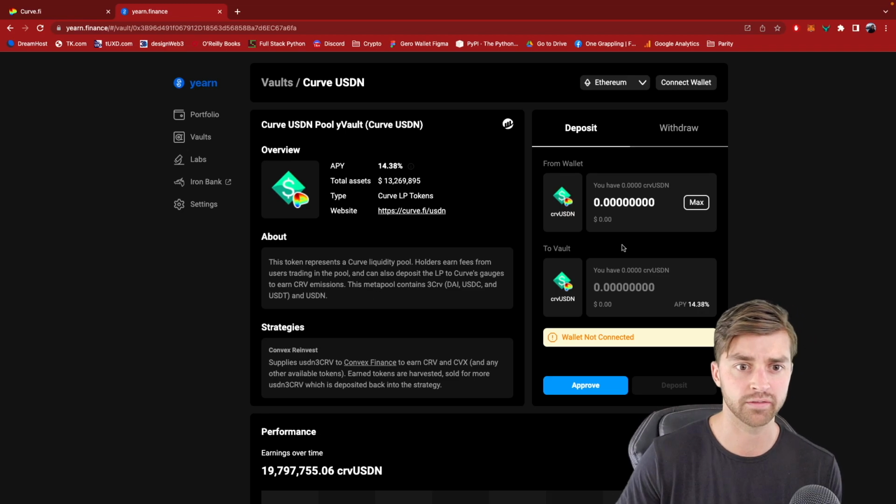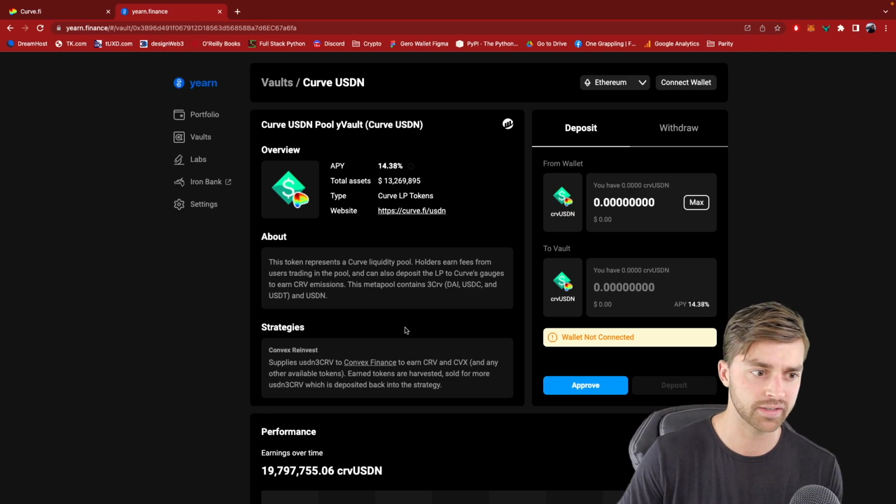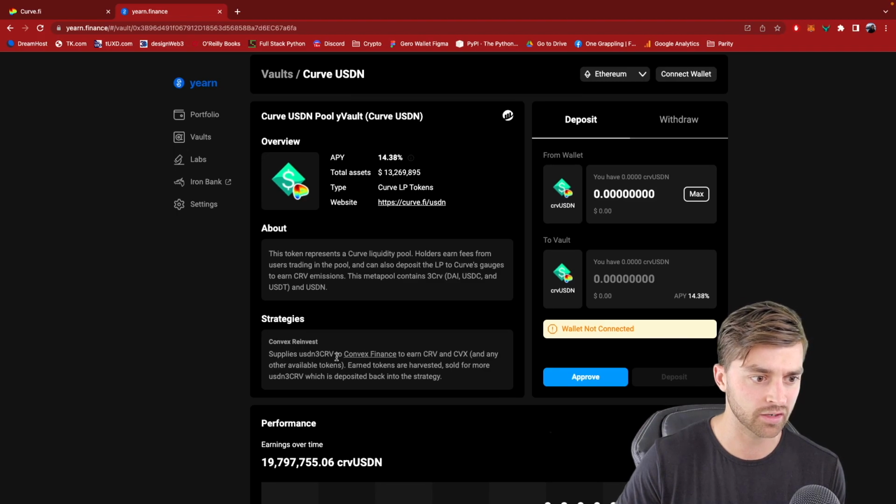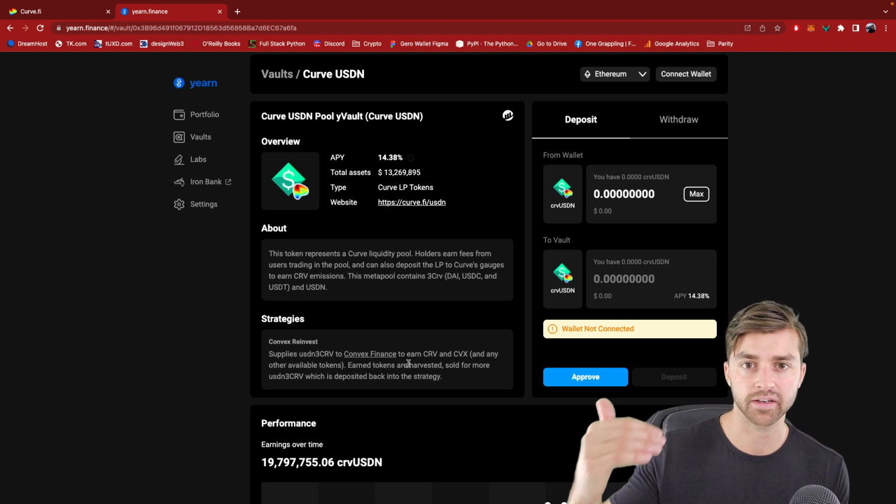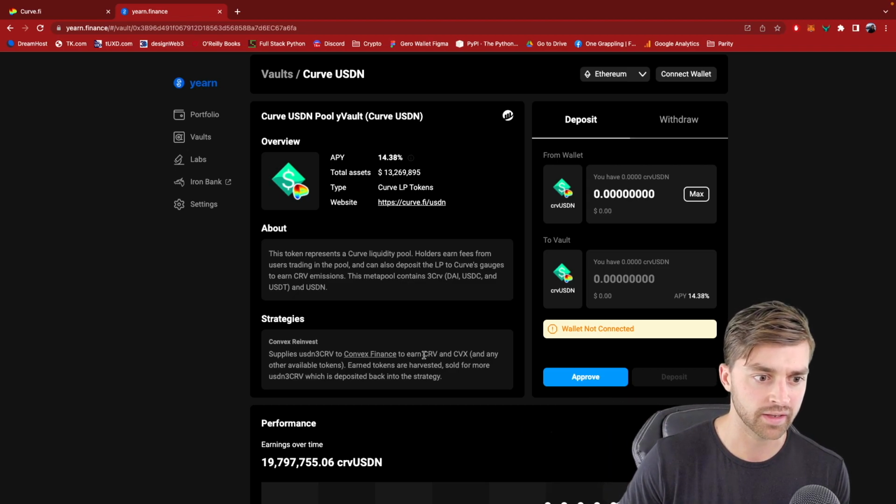So in the case of the Curve USDN LP token, what this Yearn Vault does is it supplies this LP token to another protocol called Convex Finance. They allow you to stake Curve LP tokens on there and to earn CRV and CVX.